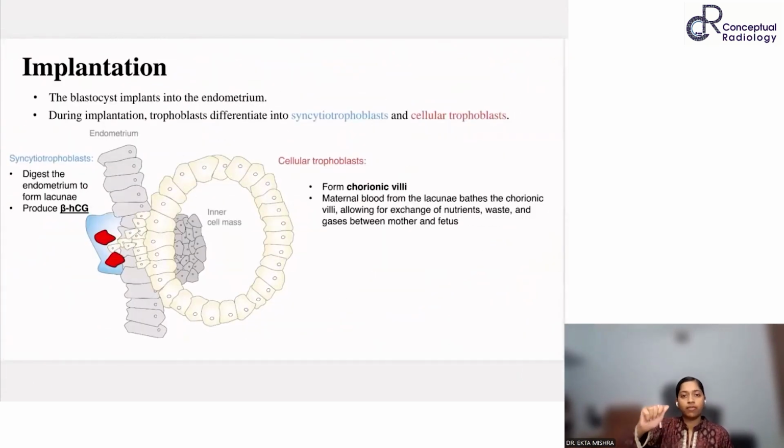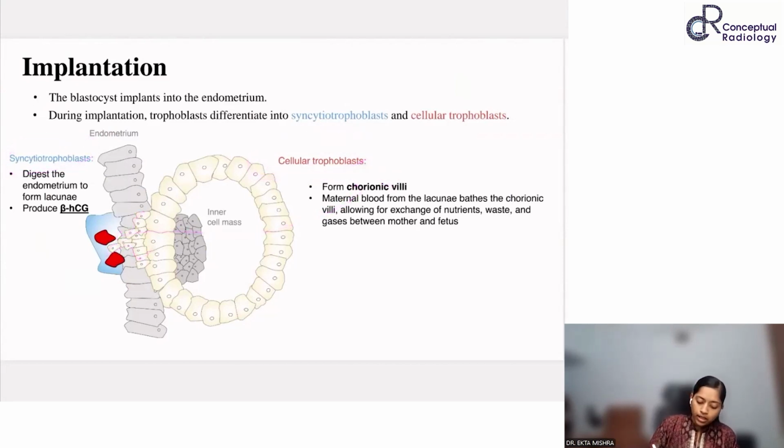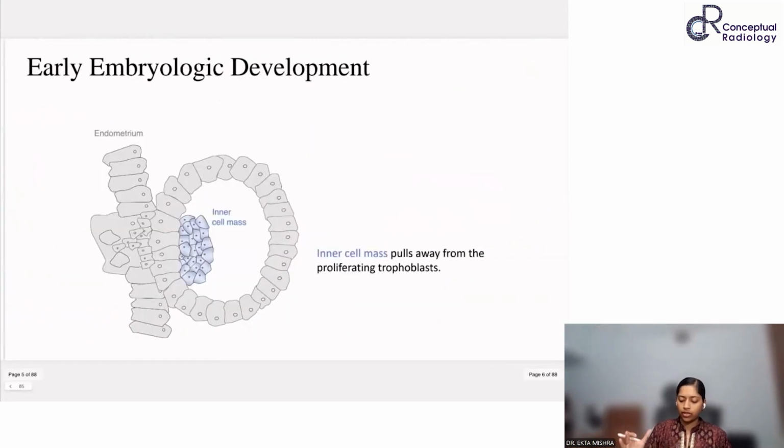Now the trophoblast will further divide into two things, syncytial trophoblast and cellular trophoblast. Cellular trophoblasts are the one which will form the chorionic villi. Do you see these yellow things? Now they are going to penetrate and form villi. And the syncytial trophoblast is going to digest the endometrium and will produce the lacunae where the maternal blood will fill. So they are going to line that area, and they are the reason why beta HCG is produced. So both do their functions.